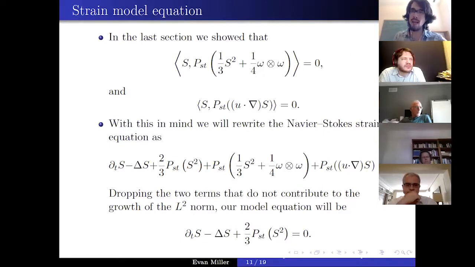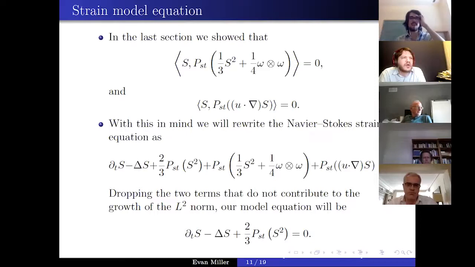And so with this in mind, we will rewrite the Navier-Stokes strain equation in this way that looks kind of weird. So we'll write delta TS minus Laplace S, the advection term, plus 2/3 the projection of S squared, plus the projection of 1/3 S squared plus 1/4 omega tensor omega, plus the projection of the advection term equals 0.